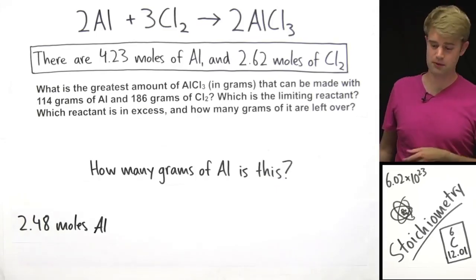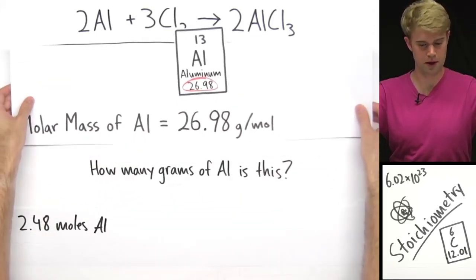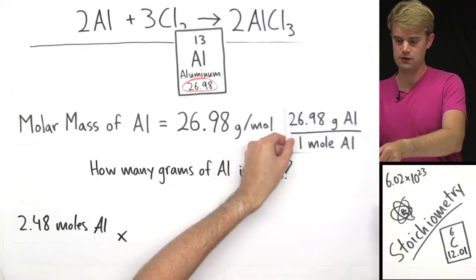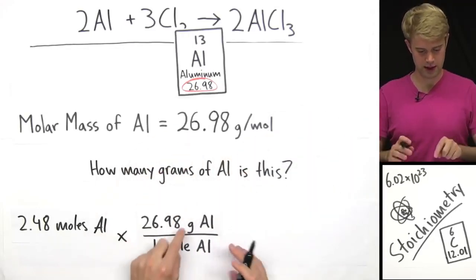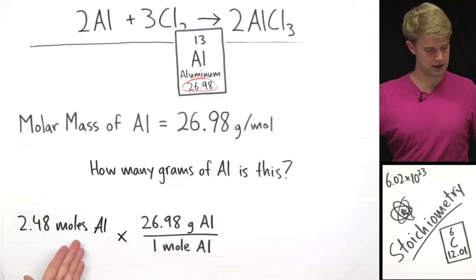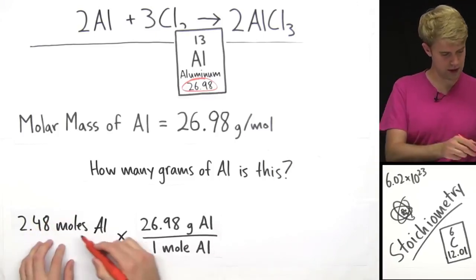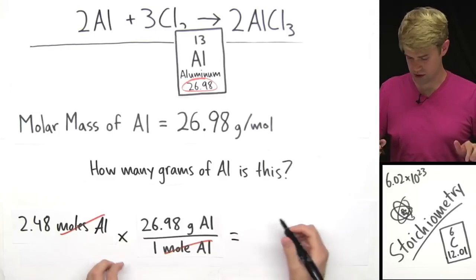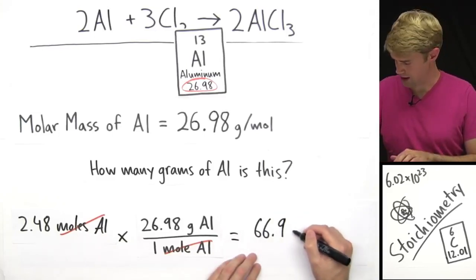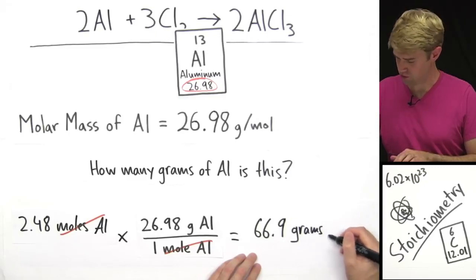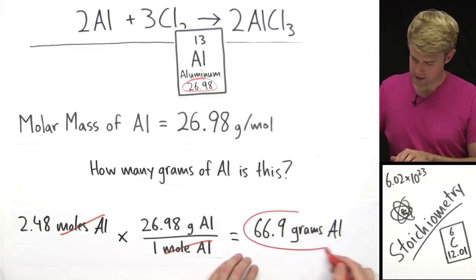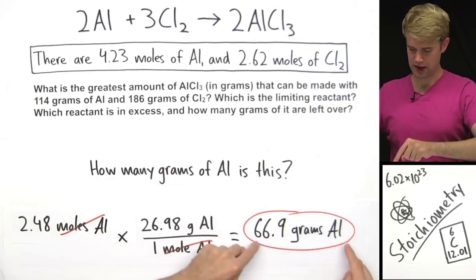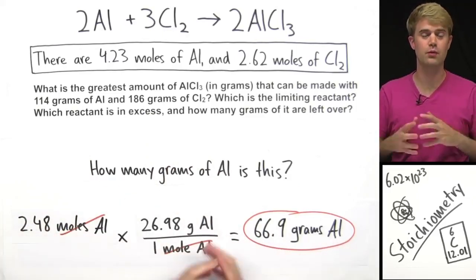We can convert this to grams by pulling out the molar mass of aluminum. So we want to multiply this by a conversion factor that we can make from this information. There it is, 26.98 grams per mole. We can keep the conversion factor just like it is here because moles Al is on the top, moles Al is on the bottom. They cancel out. And the math we're going to do is this times this divided by this, which is going to give us 66.9 grams of aluminum. And this number tells us the amount of excess aluminum that we have left over.